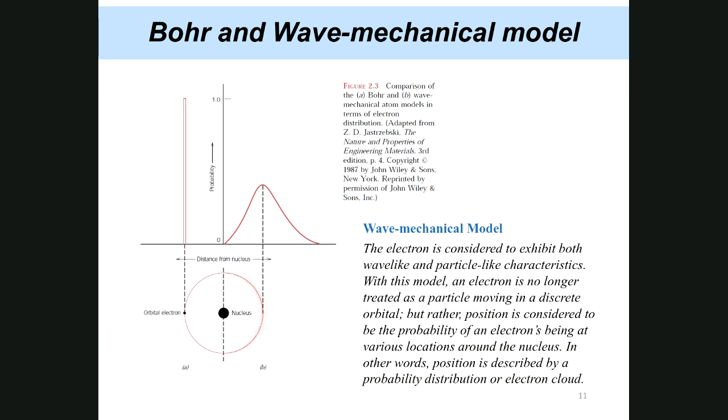So let's look at what this wave mechanical model is. The electron is considered to exhibit both wave-like and particle-like characteristics. With this model, an electron is no longer treated as a particle moving in a discrete orbital, but rather its position is considered to be a probability of the electron being at various locations around the nucleus. In other words, position is described by a probability distribution or electron cloud.